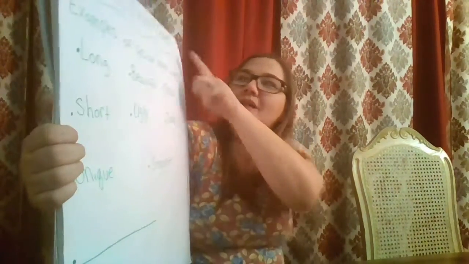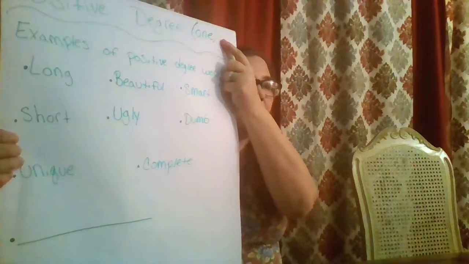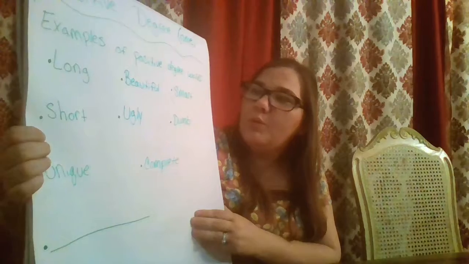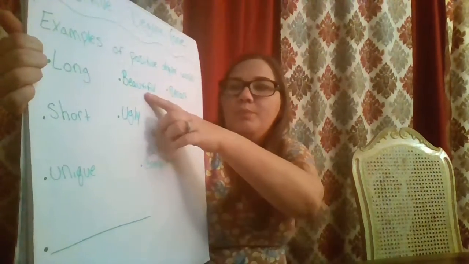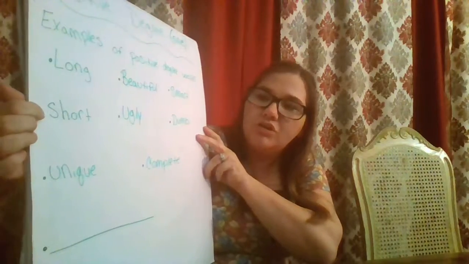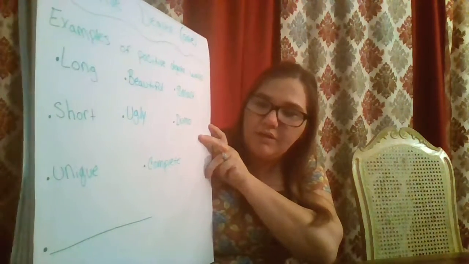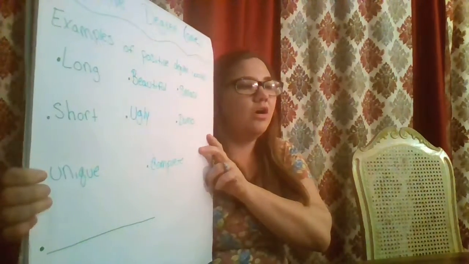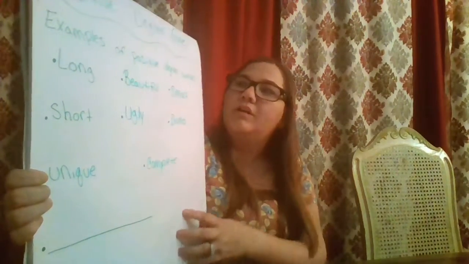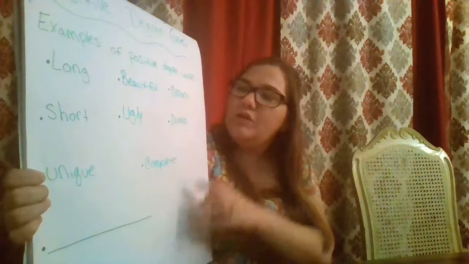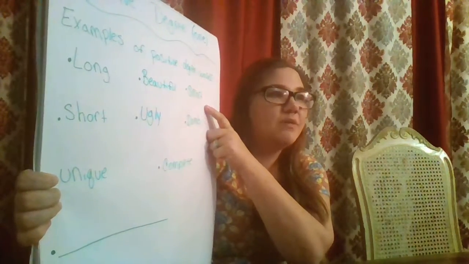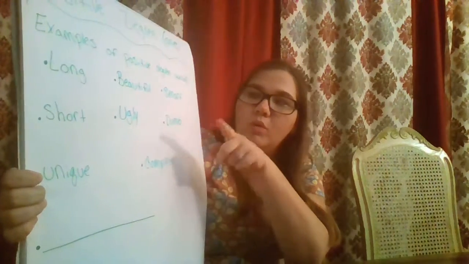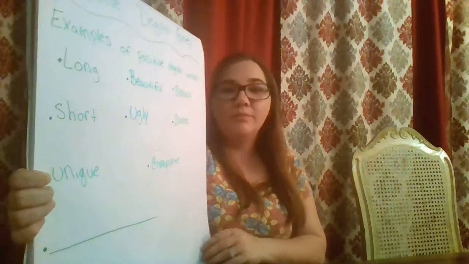Okay, so we have the positive degree, which is 1. So it's used to describe 1. So examples of positive degree words would be long, beautiful, smart, short, ugly, dumb, unique, and complete. However, unique and complete are slightly different, and you'll see that as we move on. But like, you could use smart in a sentence by saying Jasmine is really smart. Or long, like Jasmine has really long hair.